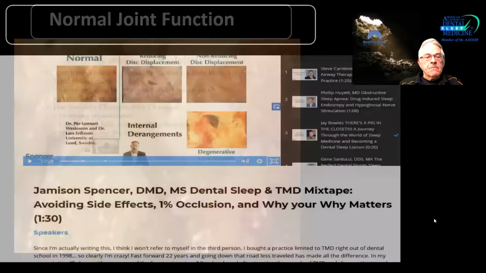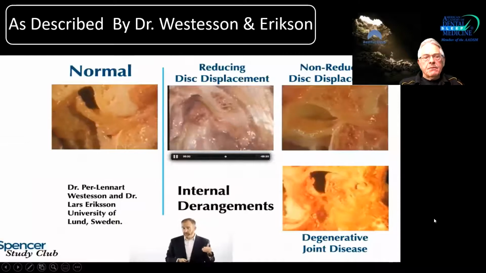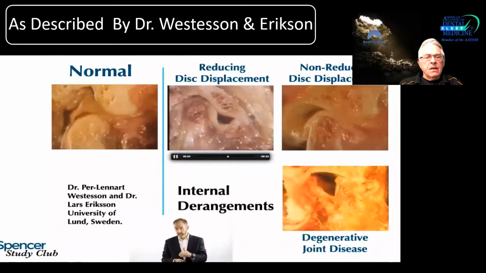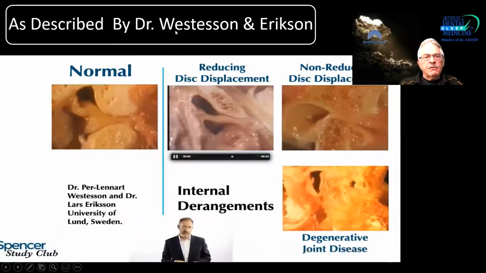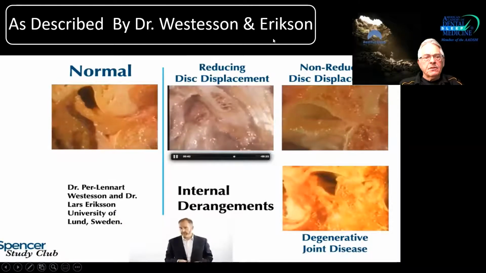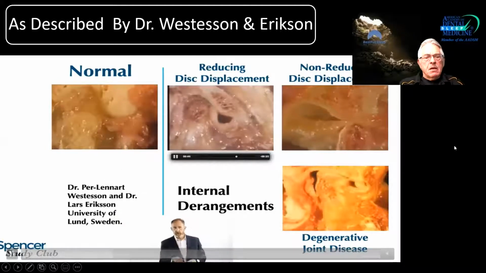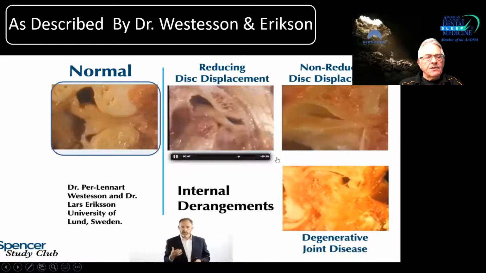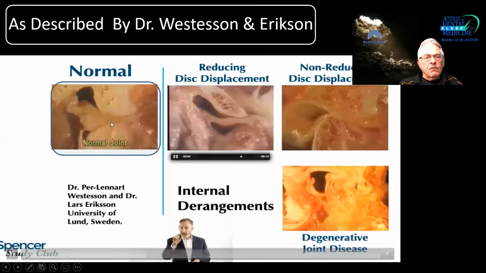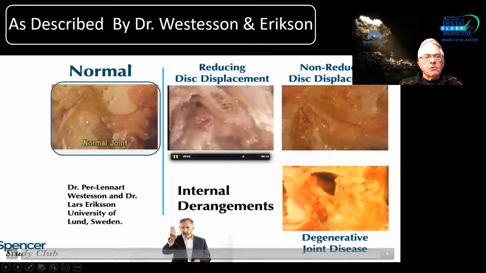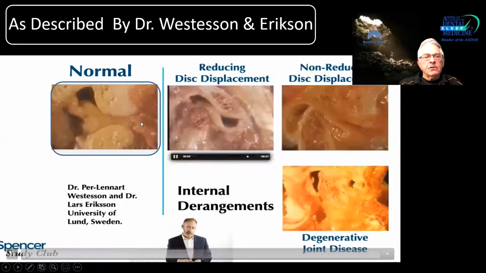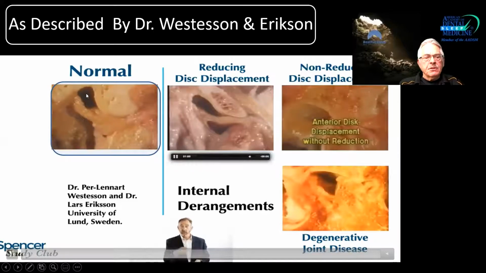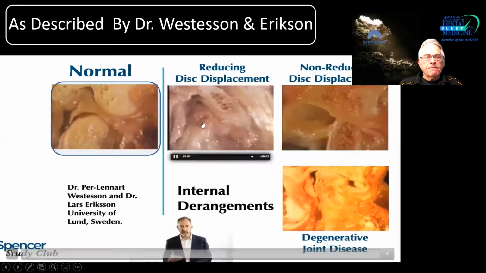So we're going to look at some rearranged joints. This is some stuff from Jamison Spencer. Actually, the cadaver specimens are Dr. Westenson and Erickson. Everybody's probably seen those. What we have there on the left side is the normal functioning joint that I showed you. So rotation, translation, the disc stays right on top, posterior ligament, superior and inferior joint space.